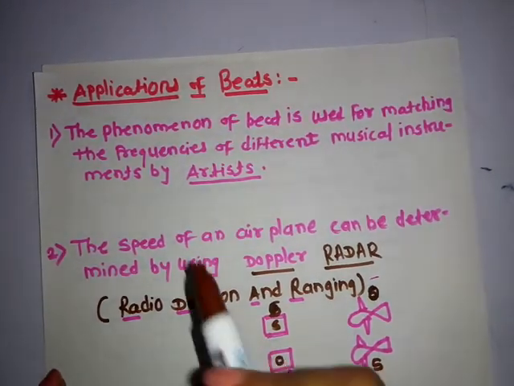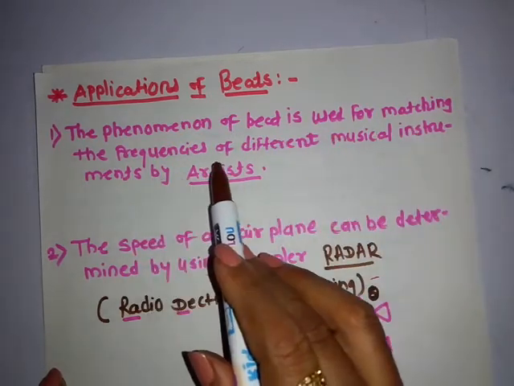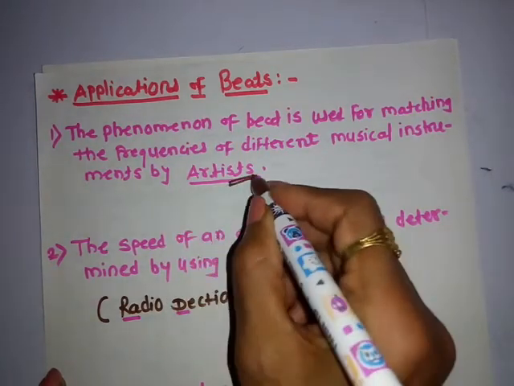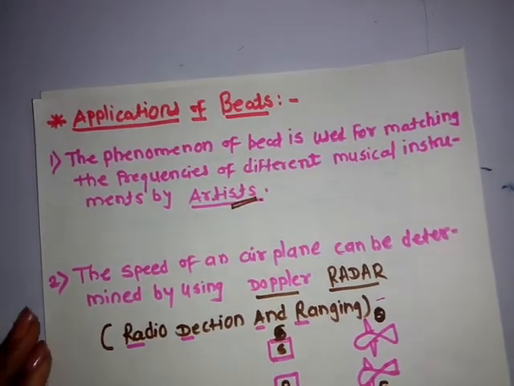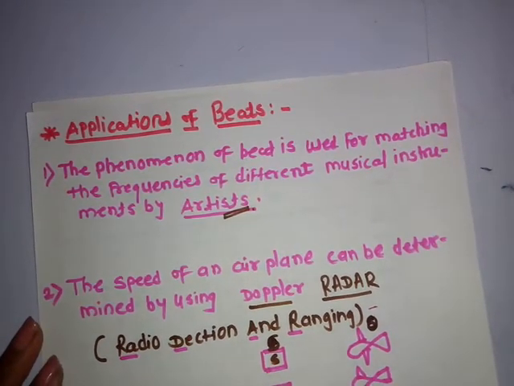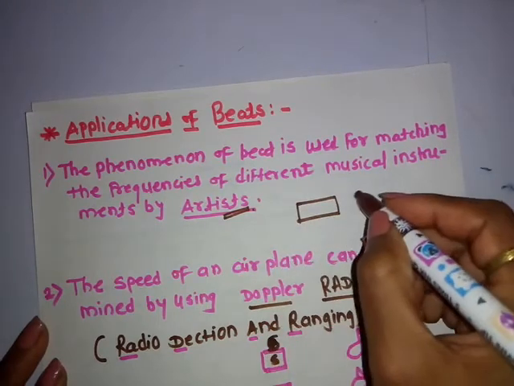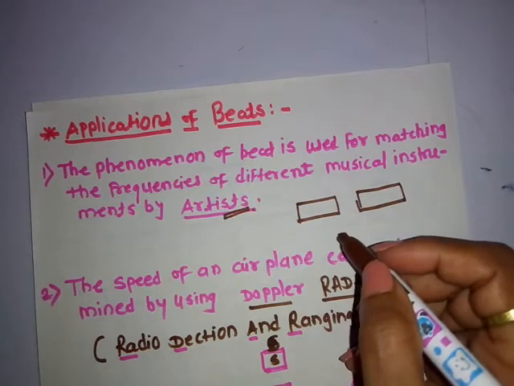One of them is that the phenomenon of beats is used for matching the frequencies of different musical instruments by artists. जे म्युझिकल इन्स्ट्रुमेंट असतात त्यांची फ्रिक्वेन्सी मॅच करण्यासाठी बीट हा फेनॉमेनॉन यूज केला जातो. समजा की दोन म्युझिकल इन्स्ट्रुमेंट आहेत जे स्ट्रिंग व्हायब्रेटिंग स्ट्रिंग असलेले इन्स्ट्रुमेंट आहेत.